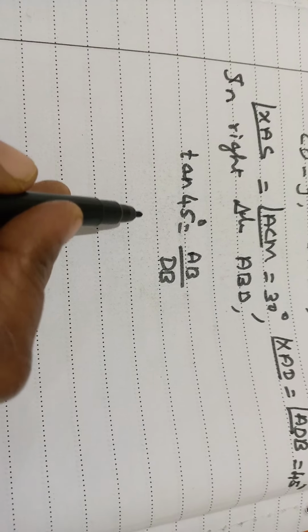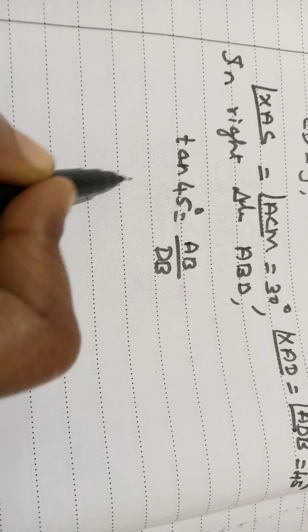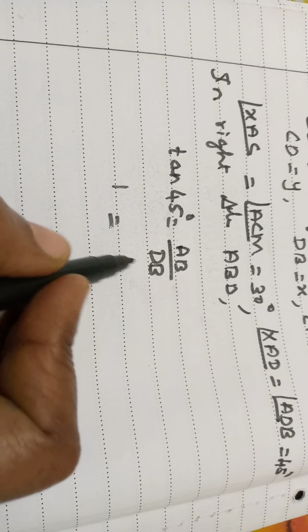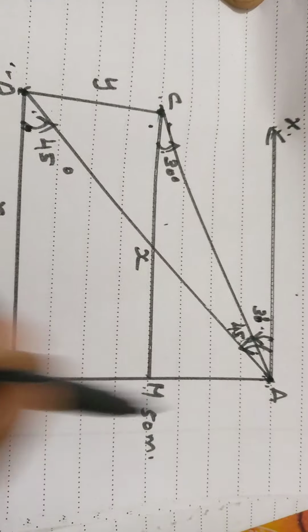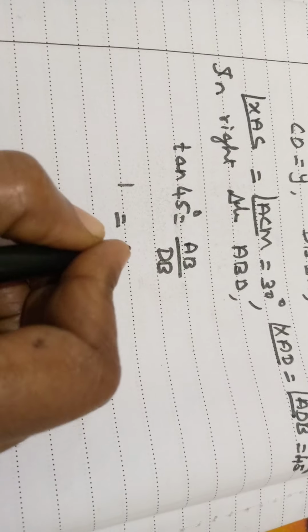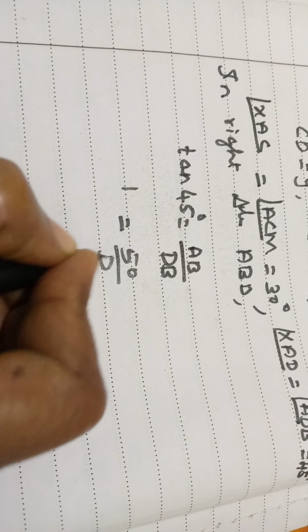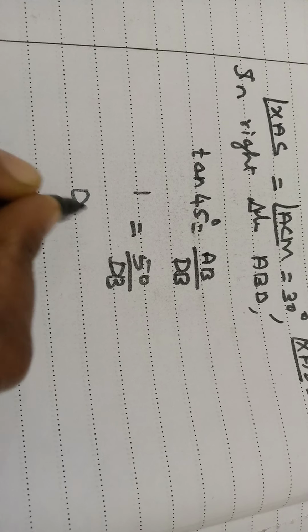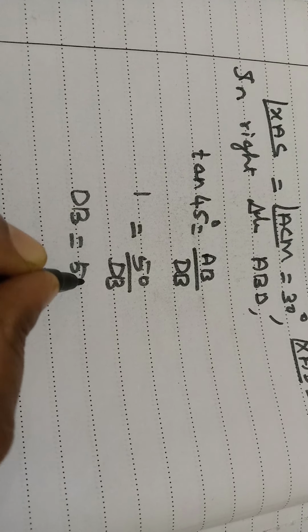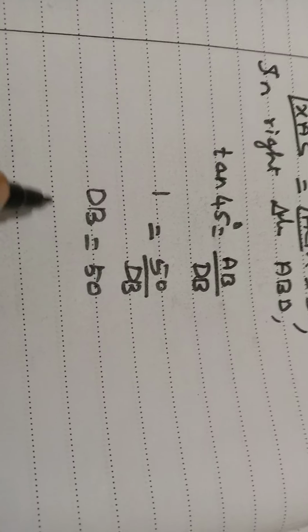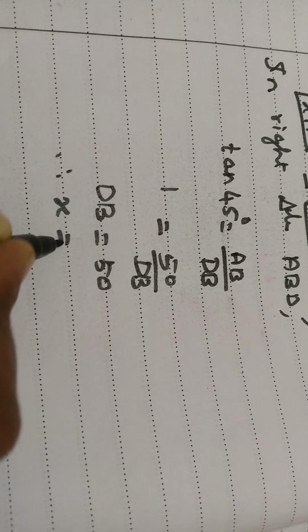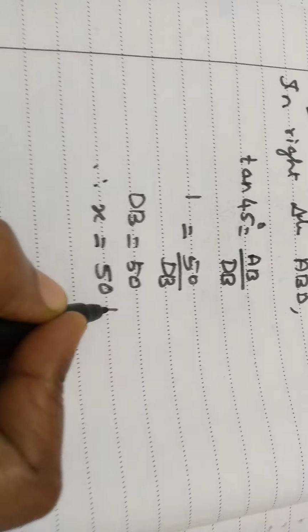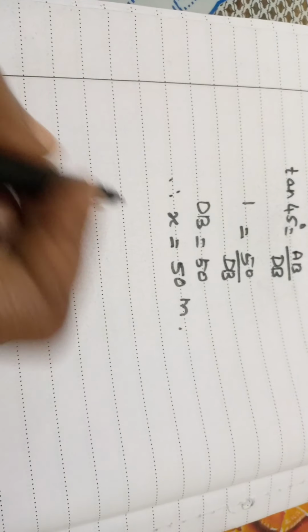What is the value of tan 45? Do you remember? 1. So 1 is equal to AB by DB. What is AB here? 50 meter. 50 divided by DB. Cross multiply here, 1 into DB, that is DB. So DB equal to 50. DB we have considered X, therefore X equal to 50 meter.